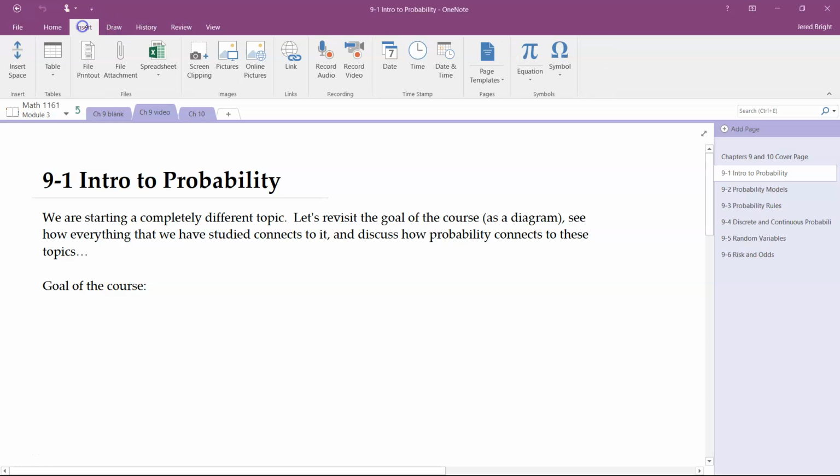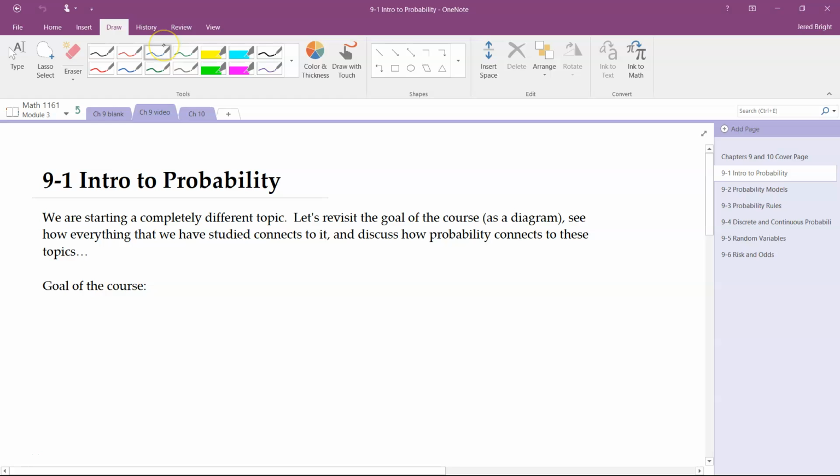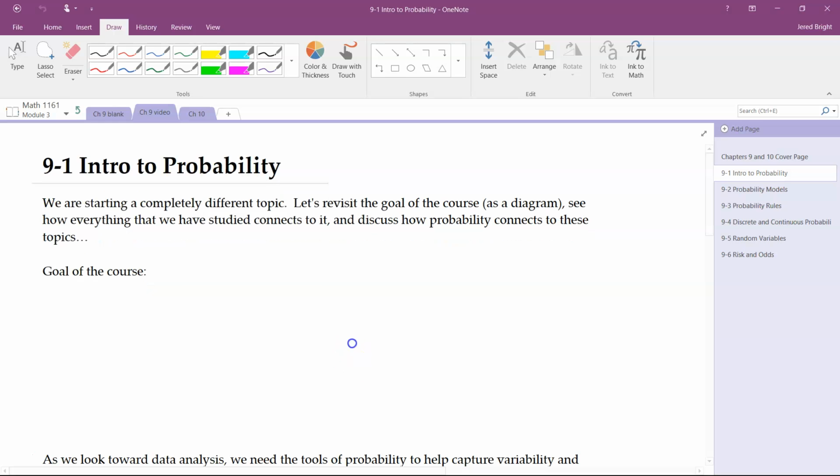Welcome in. We're going to start a new module and it is on probability. We just finished talking about experimental design and sampling, and before that we had talked about data visualization, right? So how does this fit into the overall picture of the course?